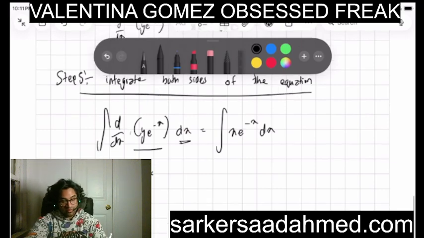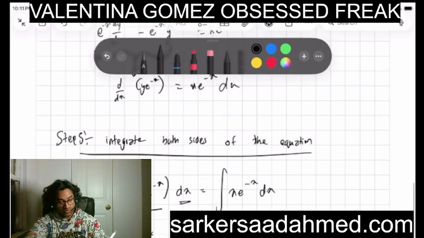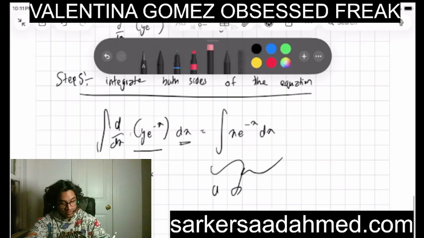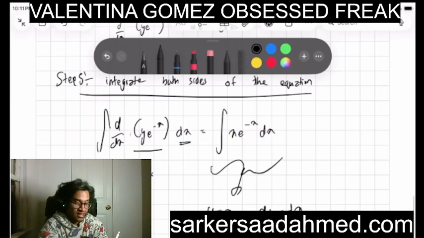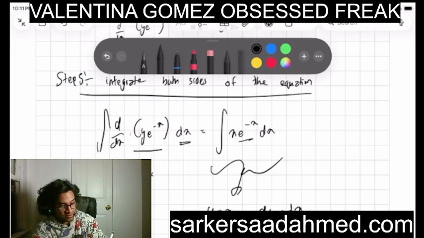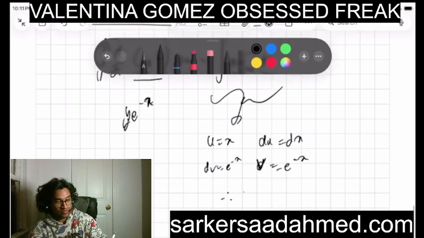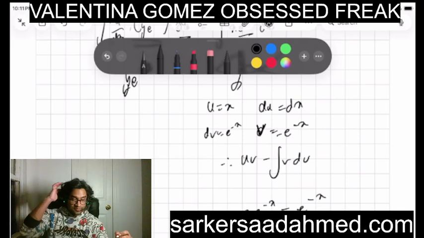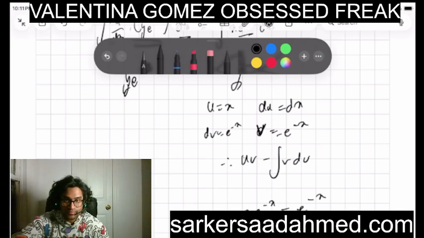But for this one, u is equal to x, du is equal to dx, and then obviously e to the power minus x, you can hold that as dv. dv is equal to e to the power minus x, v is equal to minus e to the power minus x. So therefore uv minus integration of v du, which then ends up as minus x e to the power minus x minus e to the power minus x, right?